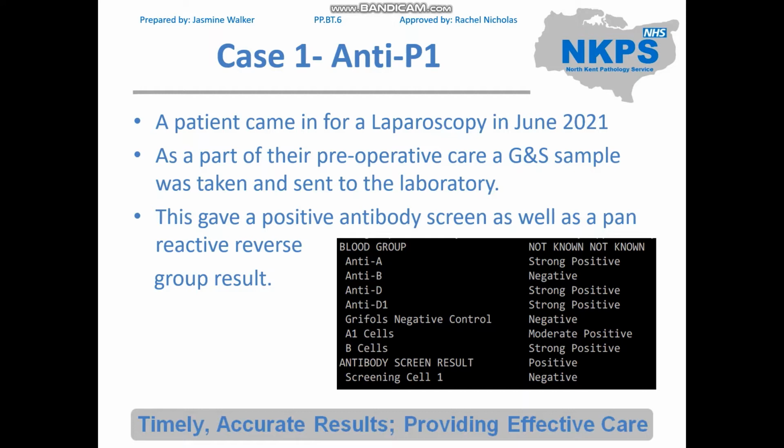Their forward group looks like a group A positive. Their reverse group is positive in both the A1 and the B cells, so it looks like a group O. And I know you can only see the first screening cell, but the subsequent screening cells were positive, and that's why the antibody screen result says positive.